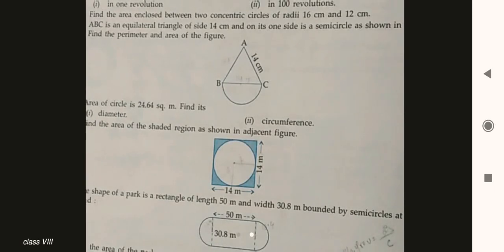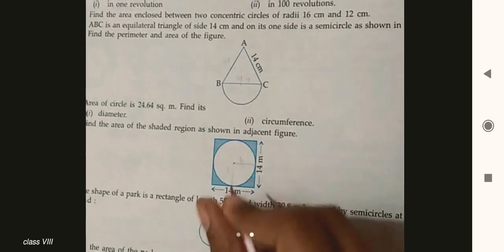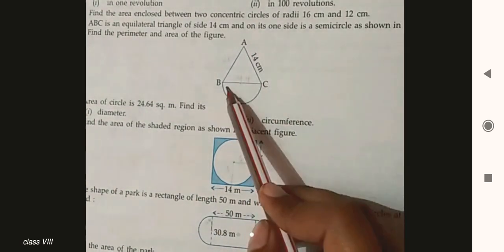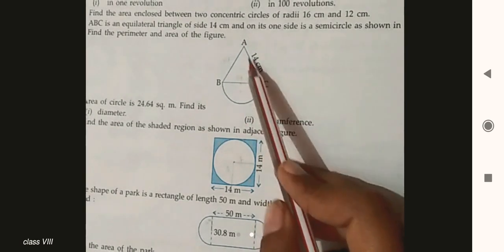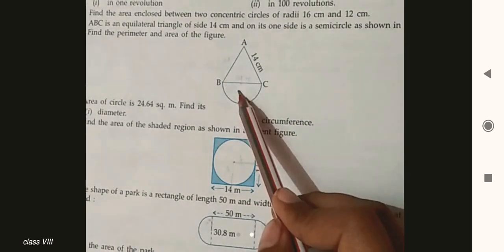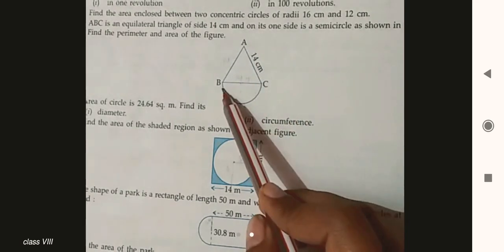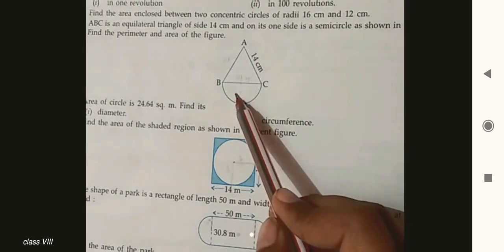So students, these figures are somewhere attracting. So let's choose this figure. Okay, this is question number 10. ABC is an equilateral triangle of side 14 centimeter. This is a triangle, equilateral triangle. That means all sides are equal to 14 centimeter. And on one of its sides, a semicircle is shown. This is a semicircle. Find the perimeter and area of the figure.